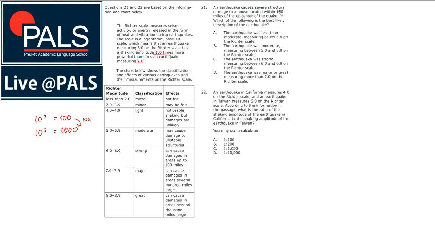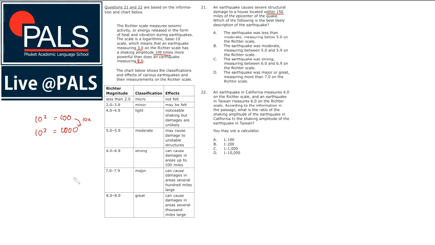An earthquake causes severe structural damage to a house located within 150 miles of the epicenter of the earthquake. Which of the following is the best likely description of the earthquake? So, severe structural damage located within 150 miles. 6 to 6.9 can cause damage up to 100 miles, so it must be stronger than that because we are within 150 miles. 7 to 7.9 can cause damage in areas several hundred miles large. 8 to 8.9 can cause damage in areas several thousand miles large.